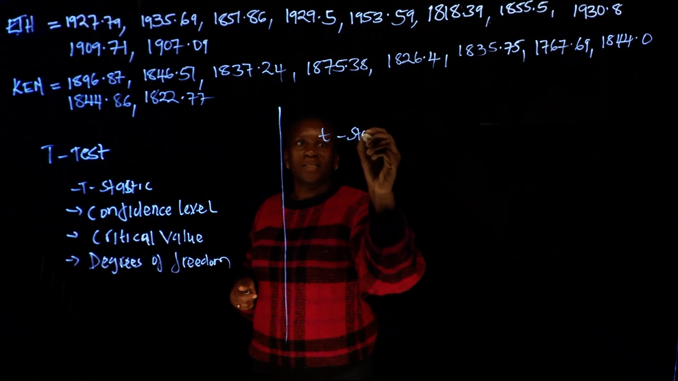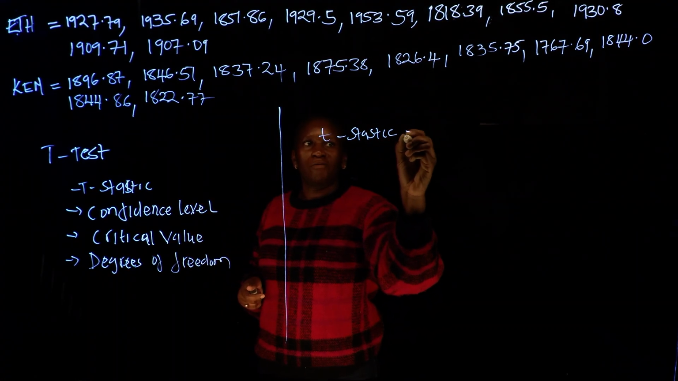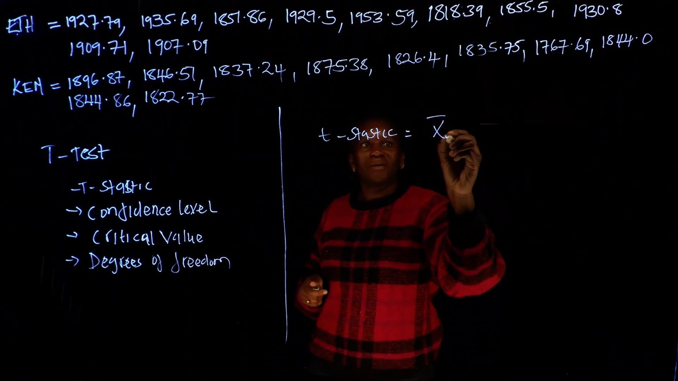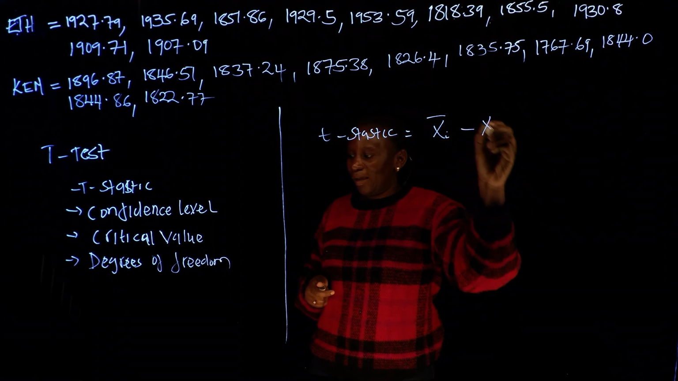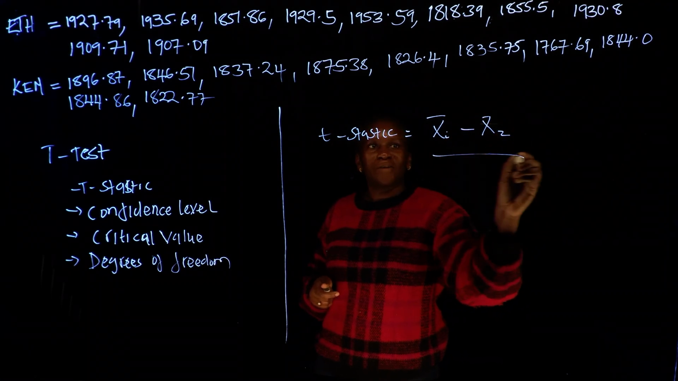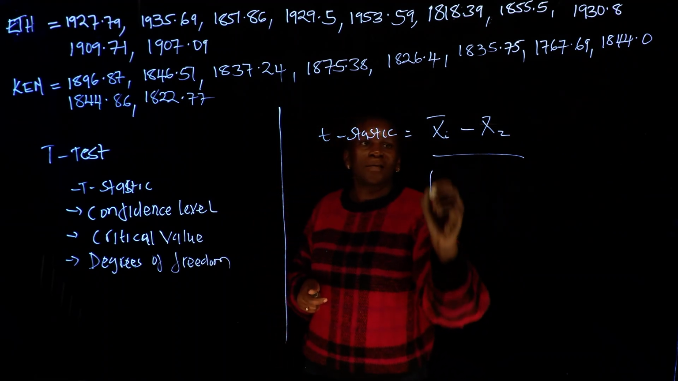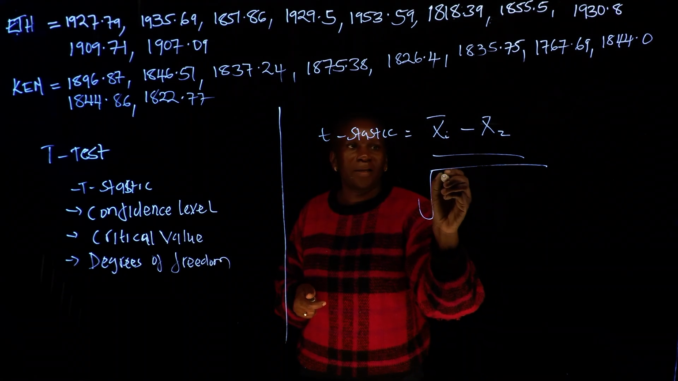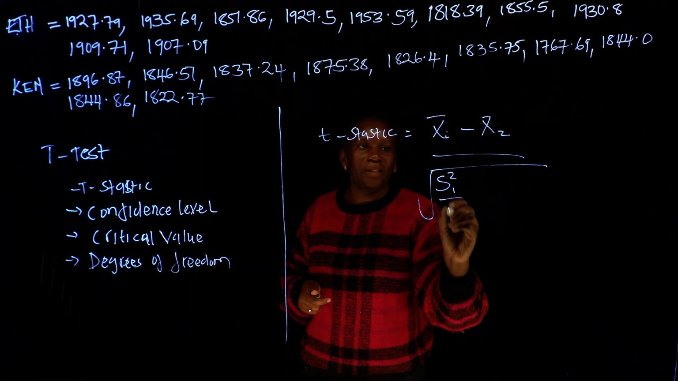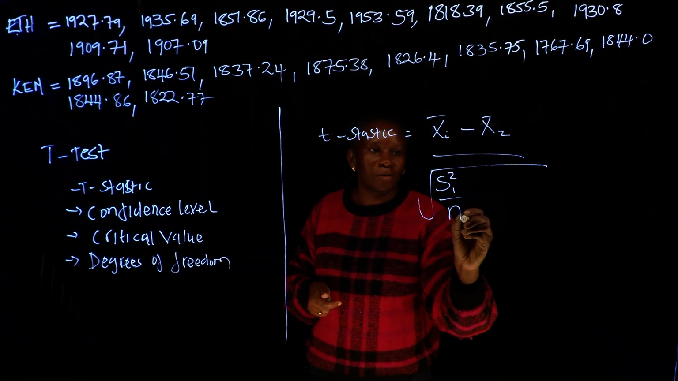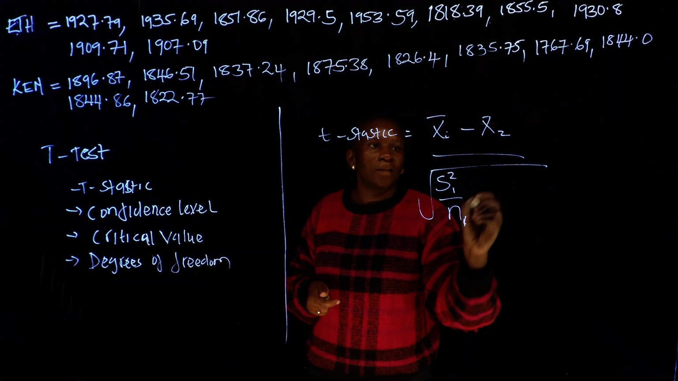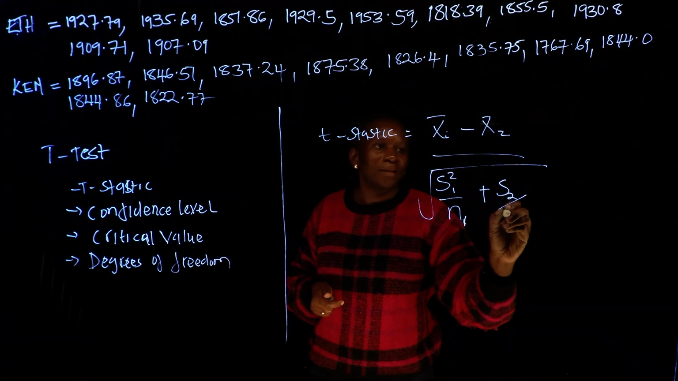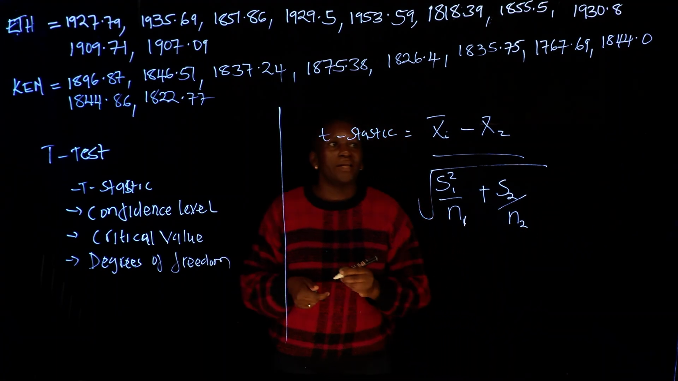For us to get our T-statistic, our formula is equal to X bar 1, which is the mean of the first group, minus X bar 2, divided by the square root of the variance of the two groups: S squared 1 over the total number of the sample in the first group, plus S squared 2 divided by the total number of the sample in that particular group.